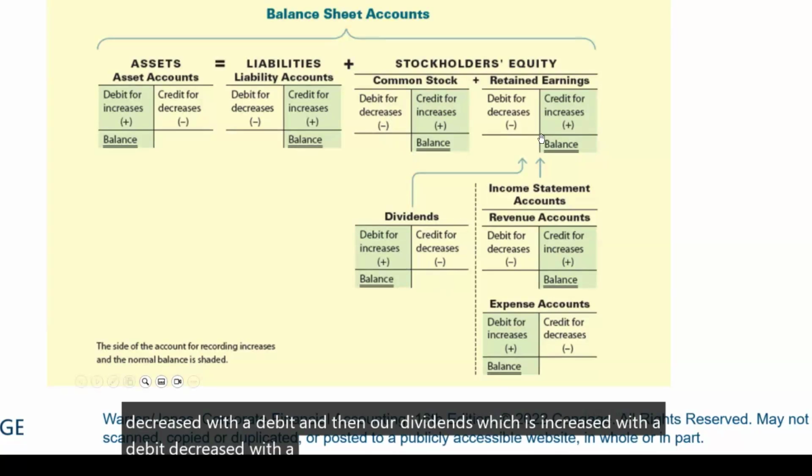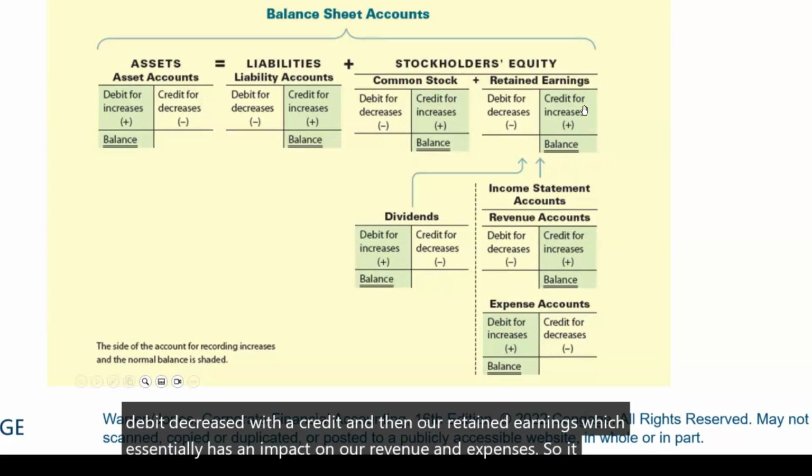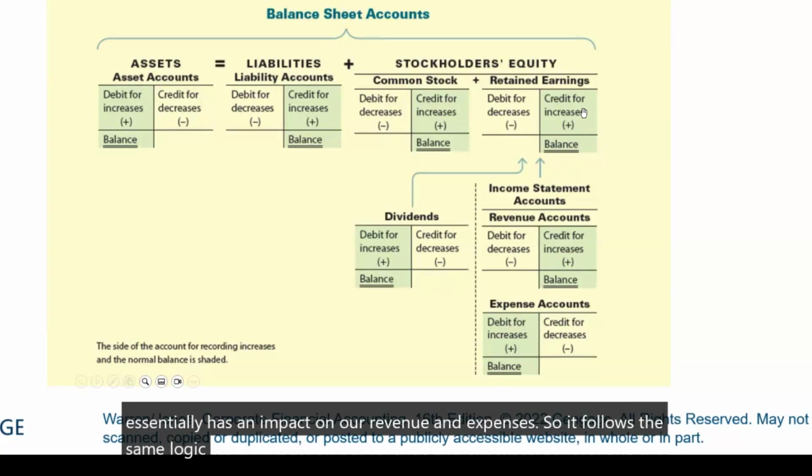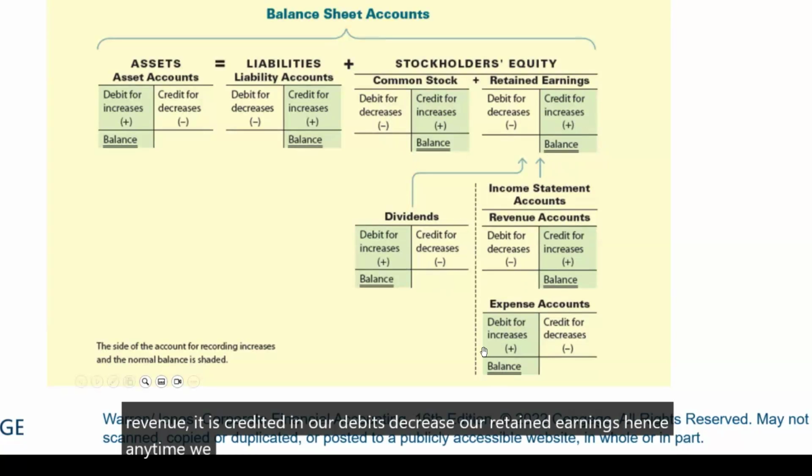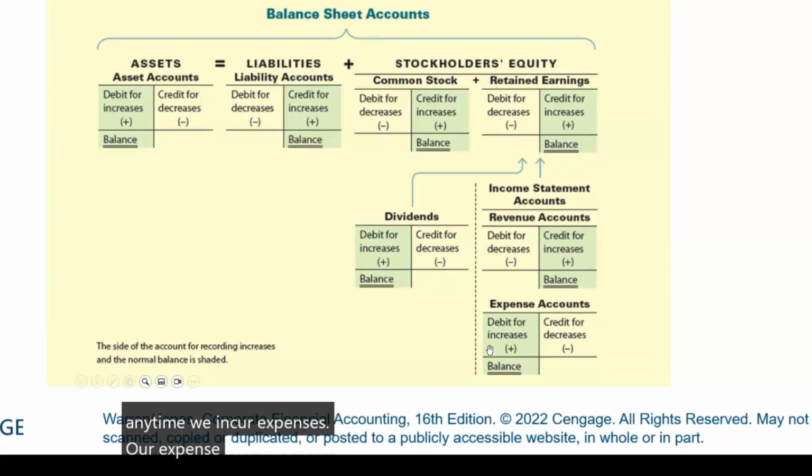And then our retained earnings, which essentially has an impact from our revenue and expenses. So it follows the same logic. Credits increase our retained earnings, so anytime we earn revenue, it is credited. And debits decrease our retained earnings. Hence, anytime we incur expenses, our expense accounts are debited for increases.